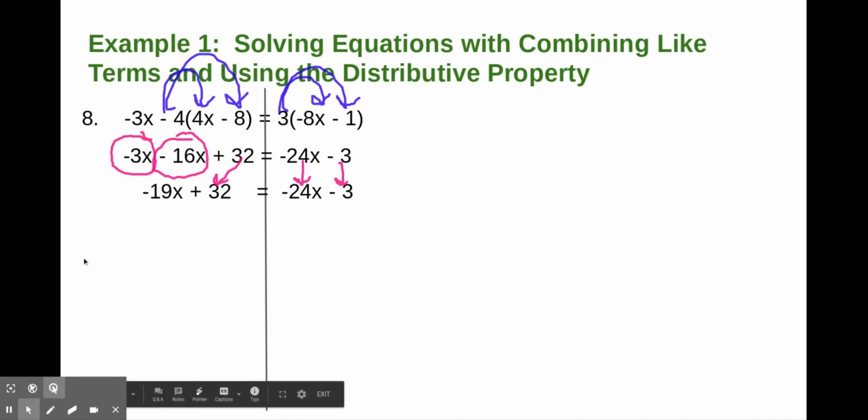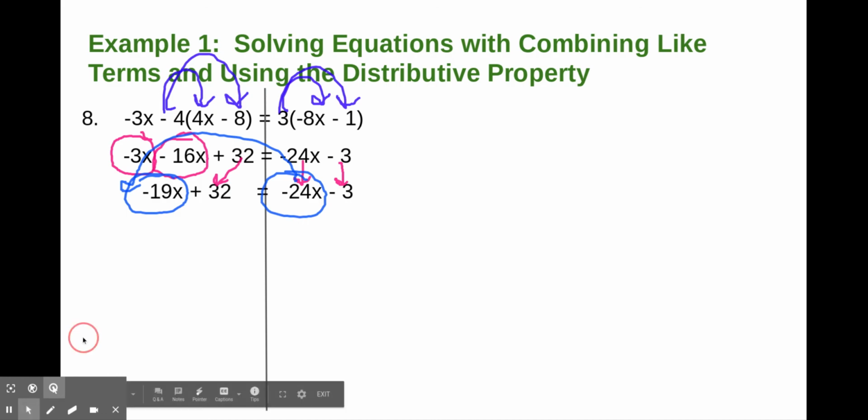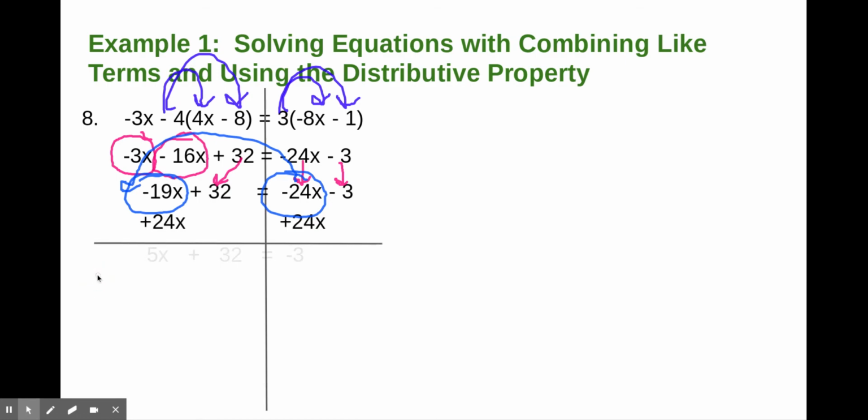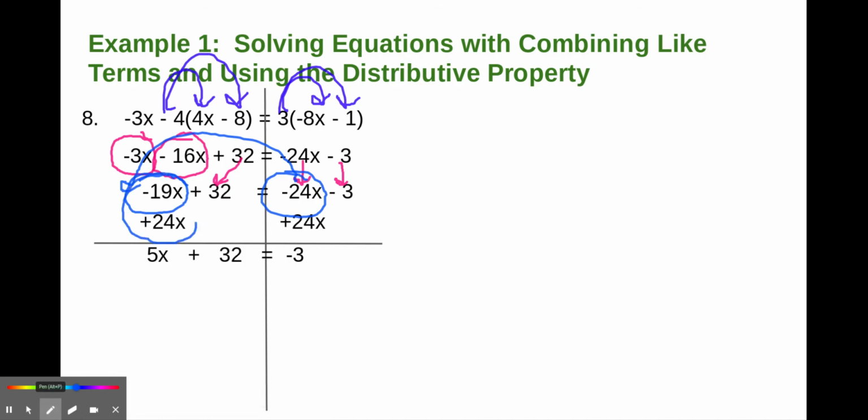Now this is the baby bear, mama bear step. If you take a look, I have negative 19 and a negative 24. Well, I want to take the baby bear, which is the negative 24x, over to the negative 19x. When I take it over, it becomes a positive 24x to both sides. So I am left with 5x plus 32 equals negative 3. Negative 19 plus 24 is 5x. I bring down my 32 and I bring down that negative 3.